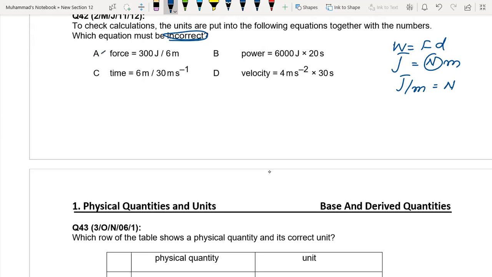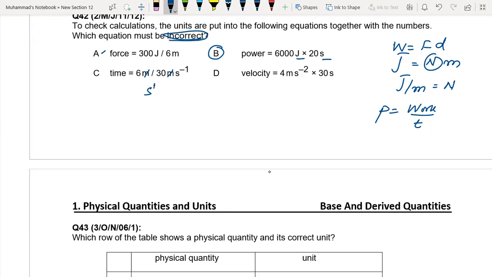This is correct. Power is joule second. So power is defined as work or energy per unit time. So power is not joule times second. Okay. So B is incorrect. So for us, it is the correct option. Time is meter, this meter will cancel out and this second will go up. So this is the correct option.